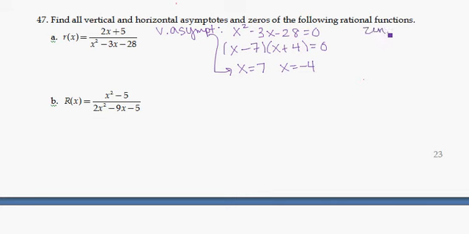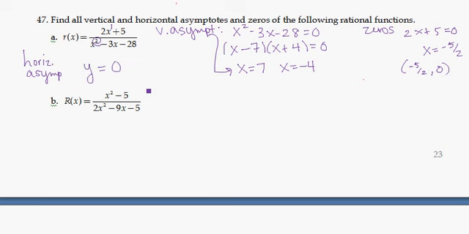Okay, for zeros, we're going to set the numerator equal to 0. Solving here by subtracting 5 and then dividing by 2, we're going to see x equals negative 5 halves is a 0. And finally, for the horizontal asymptote, we look just at the degree of the numerator compared to the degree of the denominator. In this case, the degree of the numerator is 1. The degree of the denominator is 2, so the denominator's degree is bigger, and so therefore our horizontal asymptote is at y equals 0.